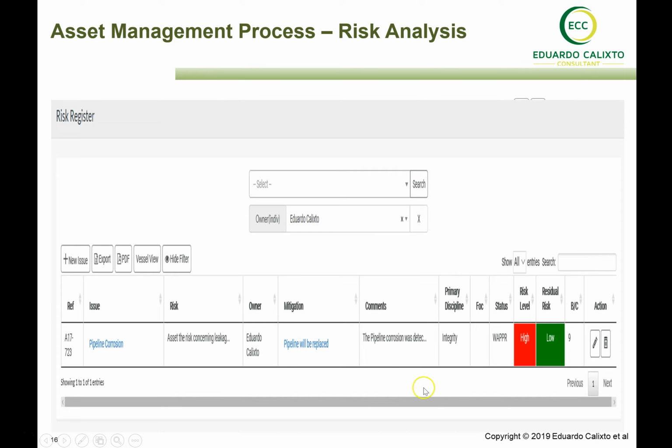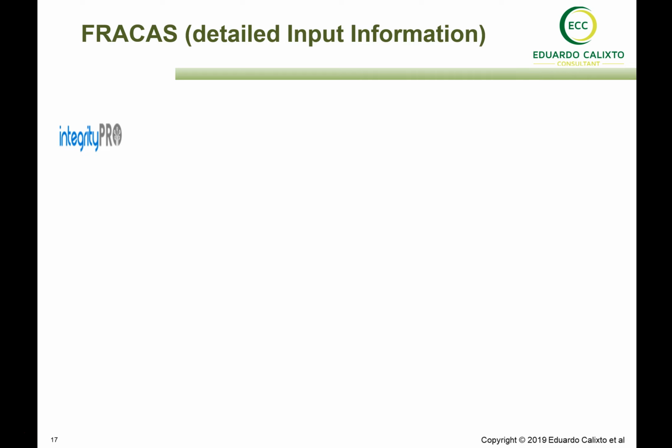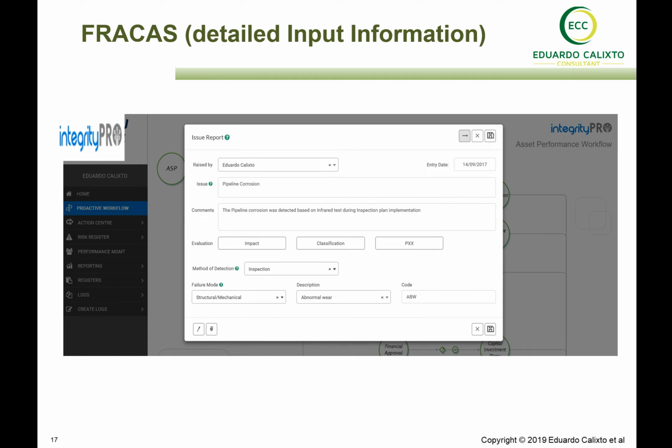the template with all risks associated with all issues in the FRACAS will be ranked as low. And then, of course, when we implement the mitigation, the manager needs to follow up on that and be sure that such action will be implemented.